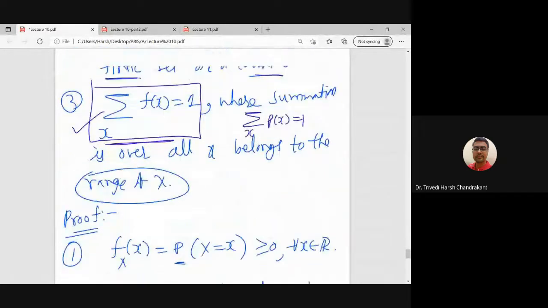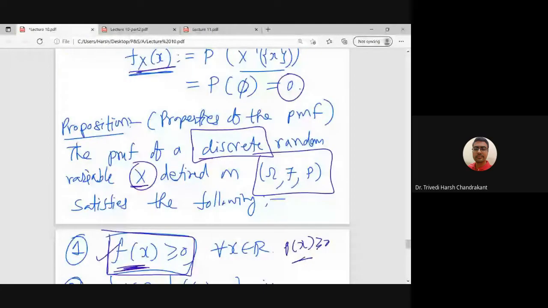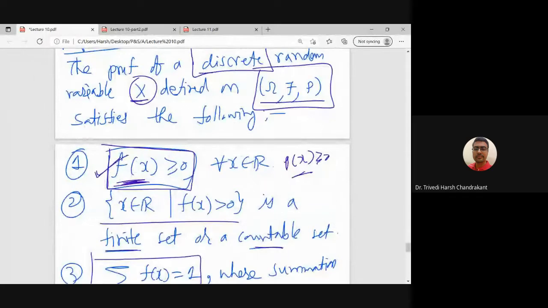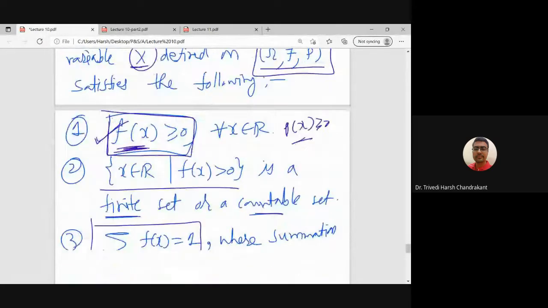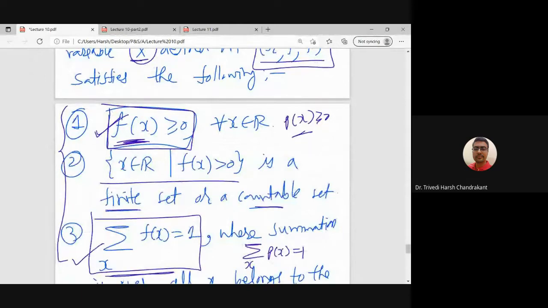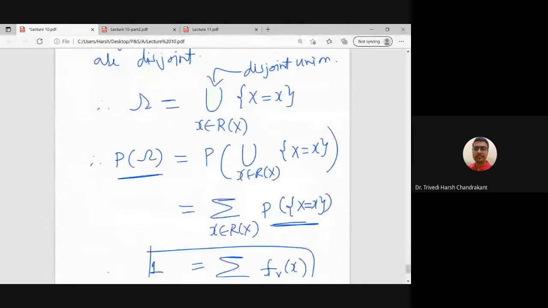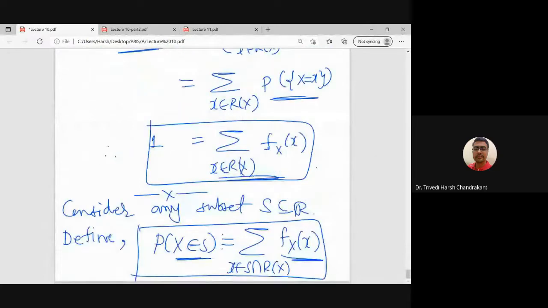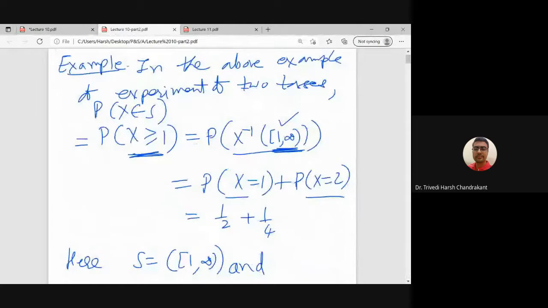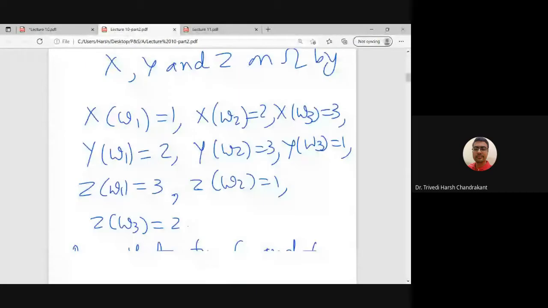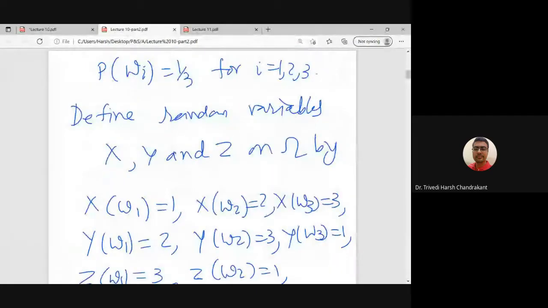So in this proposition, what is given? It is given that a discrete random variable and a probability space are given. We get the probability mass function, which satisfies these three conditions. Now the question is reverse. That means, we've seen this example, and then this exercise was given. So did you try this exercise?